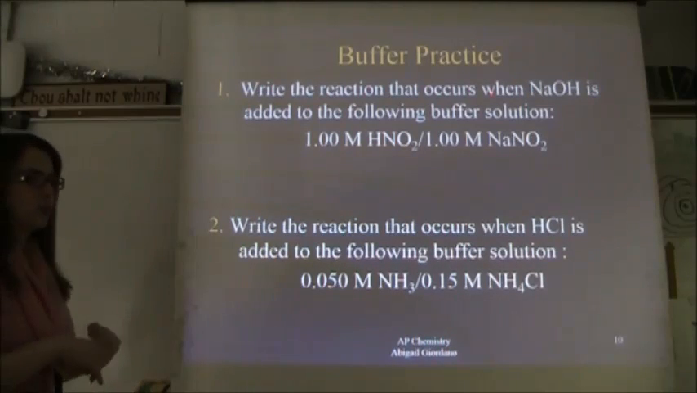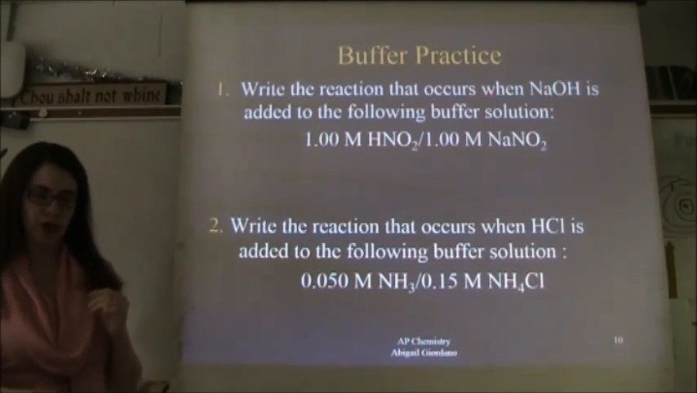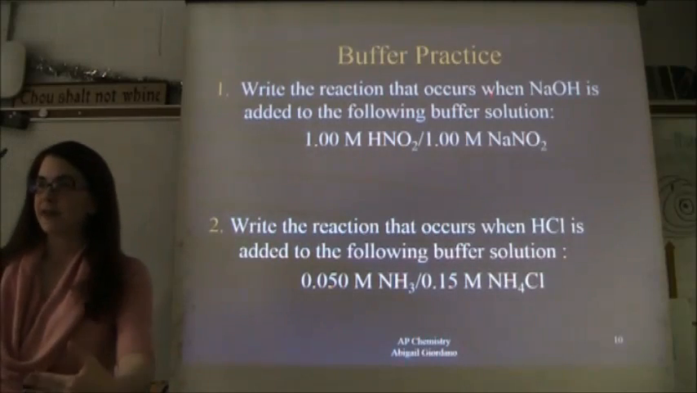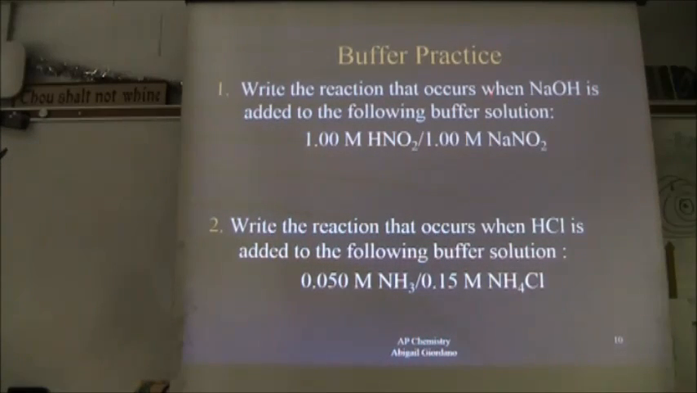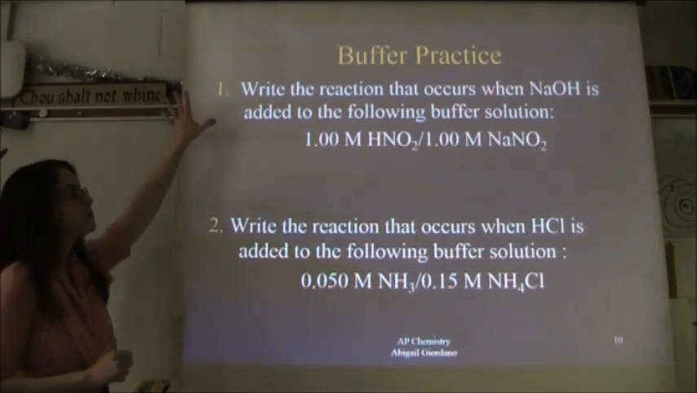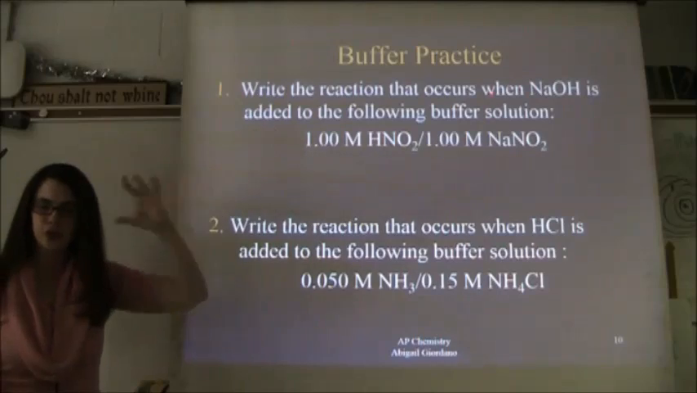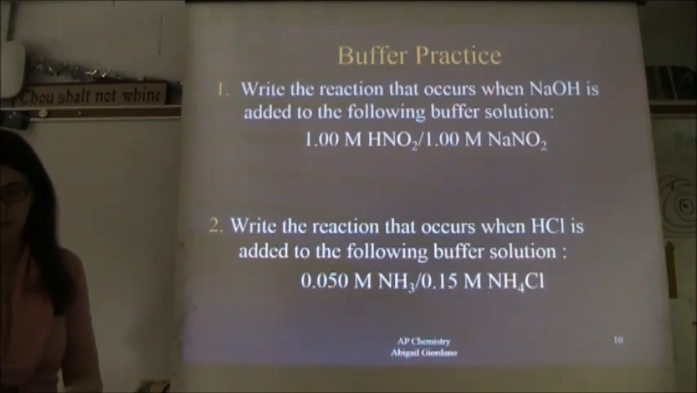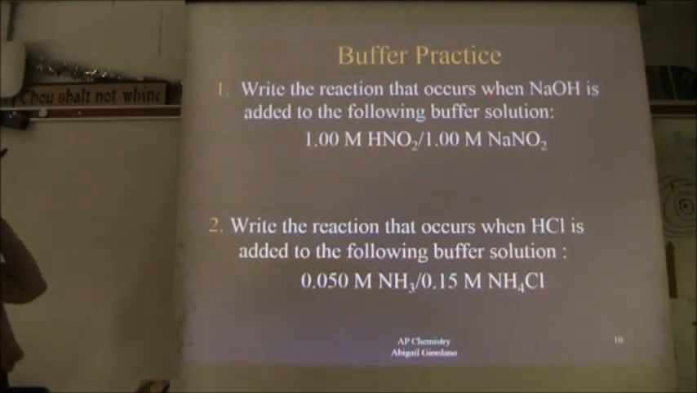And the last thing that we did last class, if you go back and look, was we had buffer systems and we started adding things to it, like a strong acid or a strong base. And we didn't do any math with it, but we worked on how do you write the reaction that occurs. And that's what I want to start off with today. And I'll do the first one with you to review that thought process. So let's read through number one.